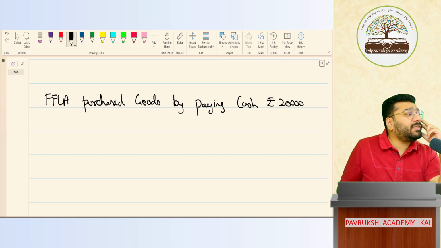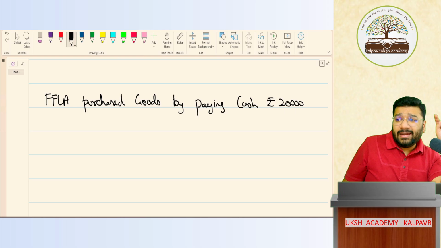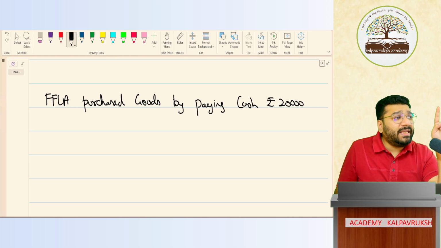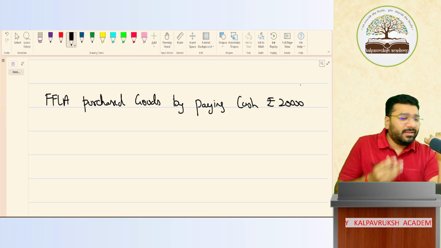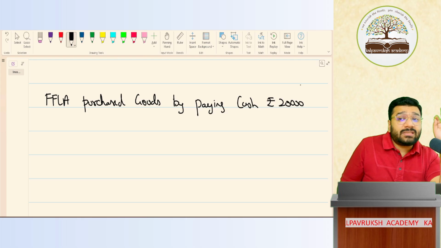What is the first step? What is the first step of the accounting process? Identify whether this data is a BFT or BFE. This doesn't look like an event. Event is what? Result of a transaction. This looks like a transaction, but we should check whether this is a transaction or not.